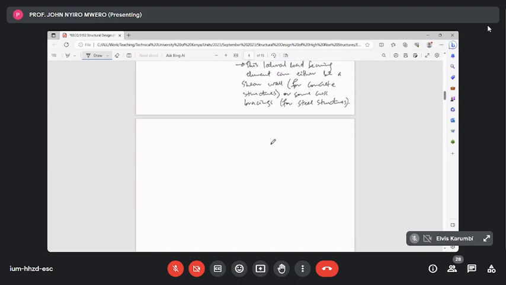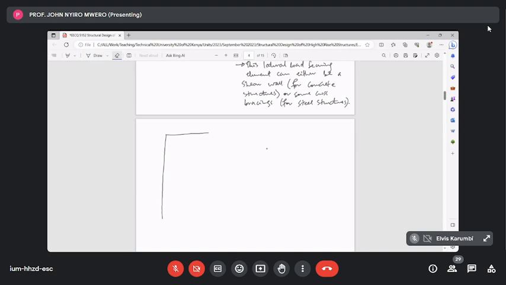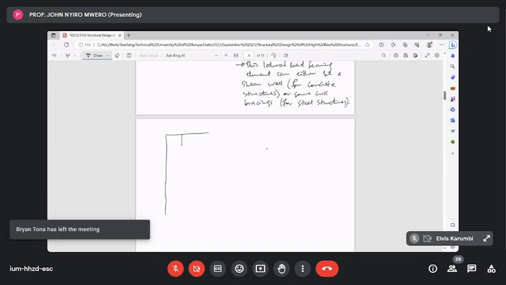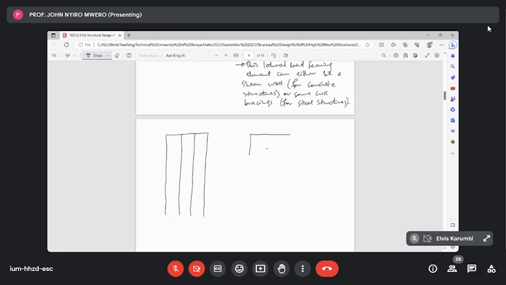So this is what I am referring to. So consider these 2 slightly taller frames. Okay, so these frames have got many floors.